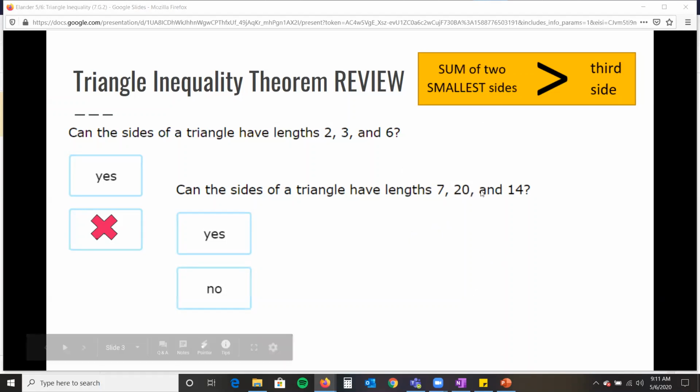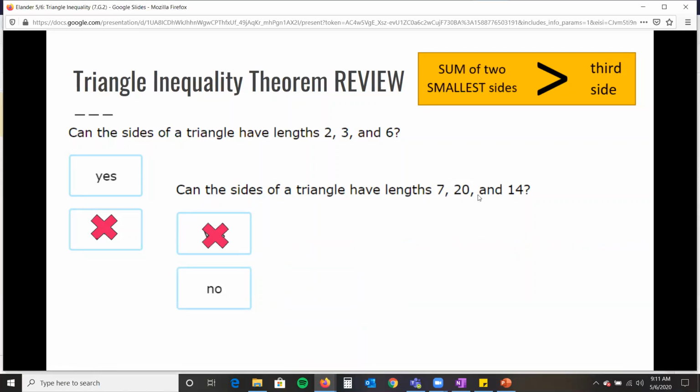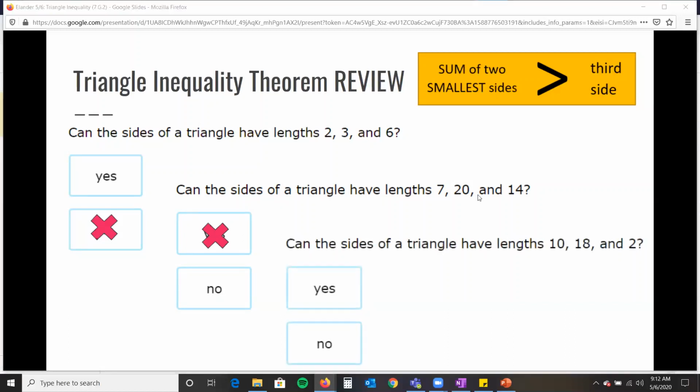So the shortest 2 would be 7 and 14, right? So if we put those together, that would give us 21, and that is greater than the third side. So yes, it will work. Nicely done. So now one last one. Can the sides of the triangle have lengths of 10, 18, and 2? Good, I got Pablo already saying no. Let's see. No, sir. That's right.